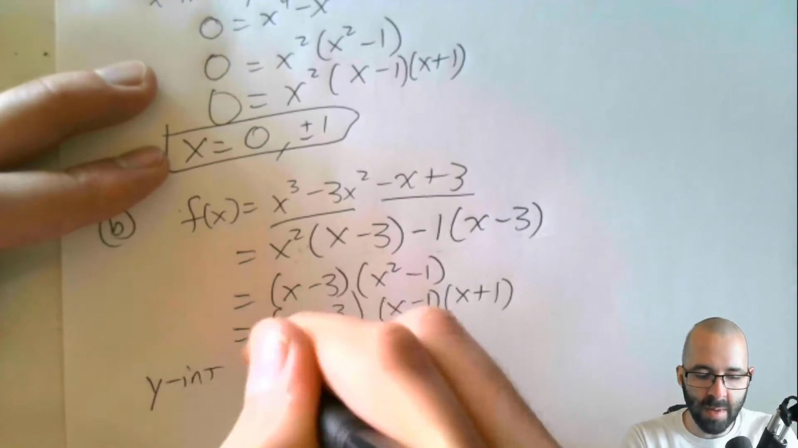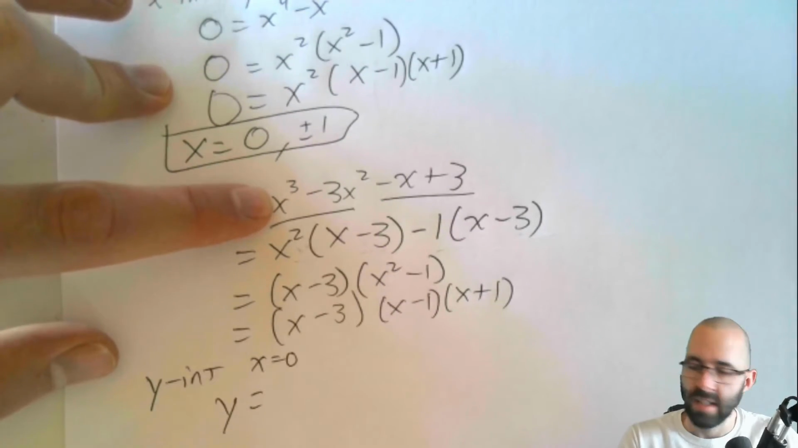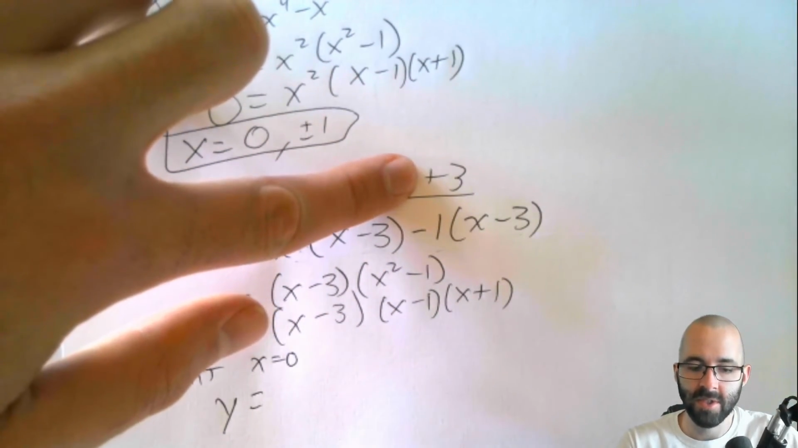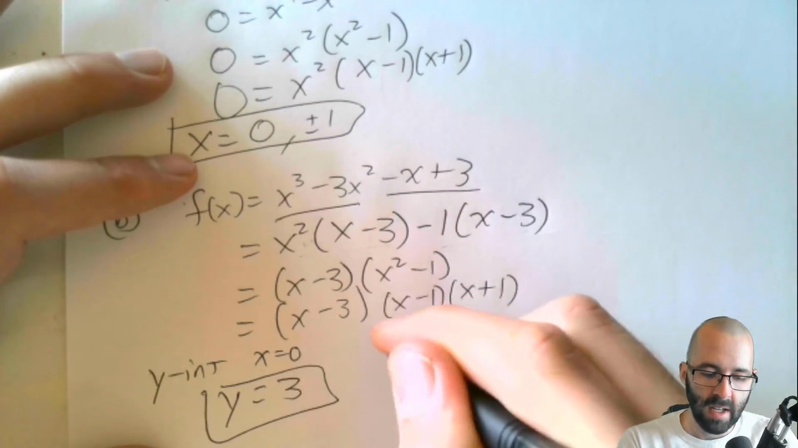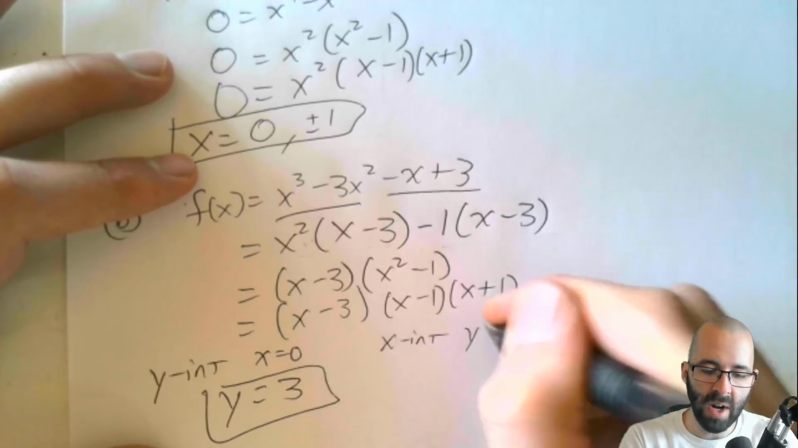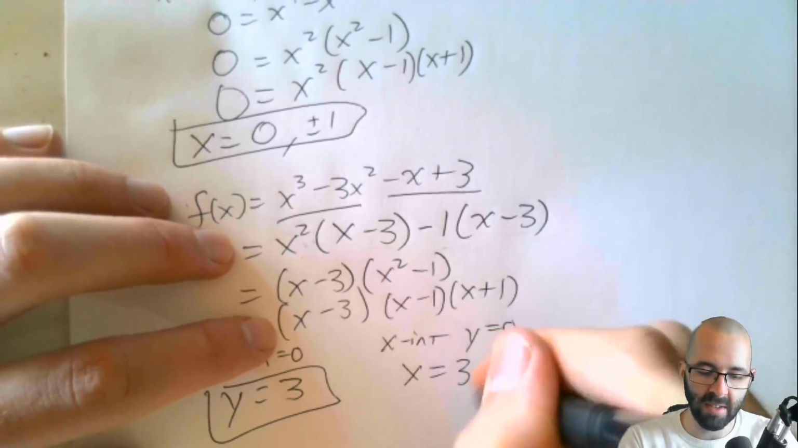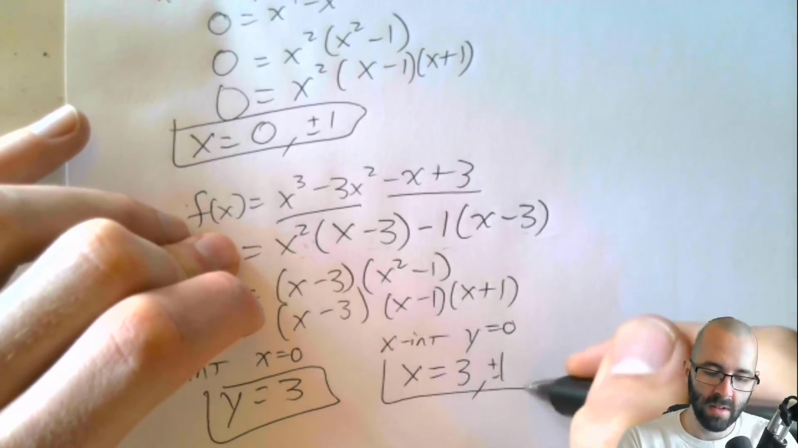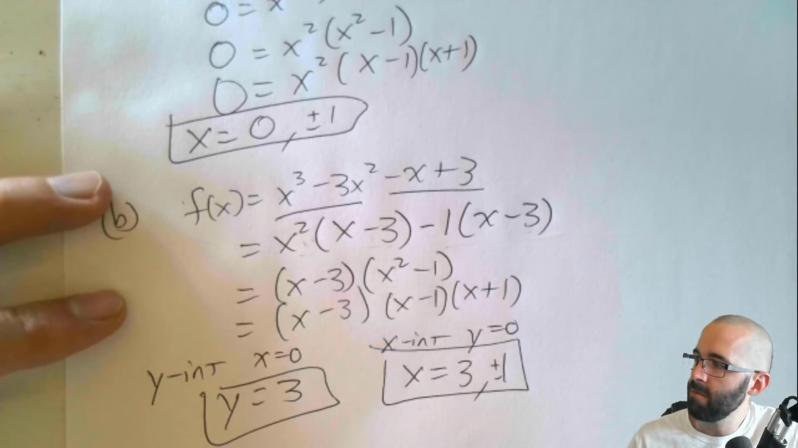So again, the y-intercept is when x is equal to 0. Y-intercept here is going to be 0 minus 0 minus 0 plus 3. Oh, just 3. And the x-intercept is when y is equal to 0. Going to be x is equal to positive 3, positive 1, and negative 1. All right, and that's how you approach these ones. Okay, those are intercepts.